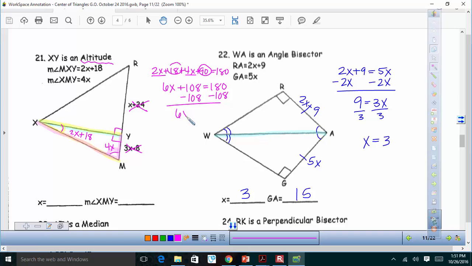This would give us 6x equals 72. We would then divide by 6, which means x equals 12. Then they asked me to find XMY. So I'd go back up here, plug back in. So 4 times 12 gives me 48.